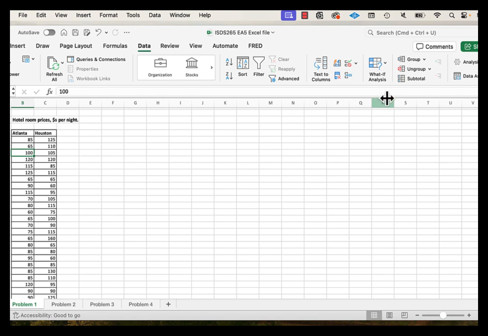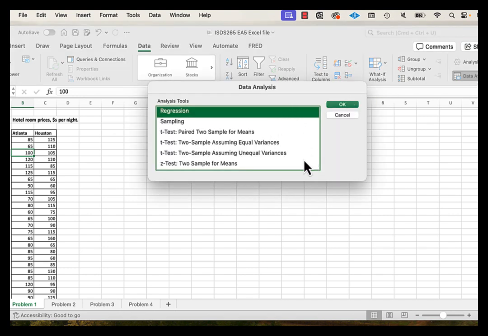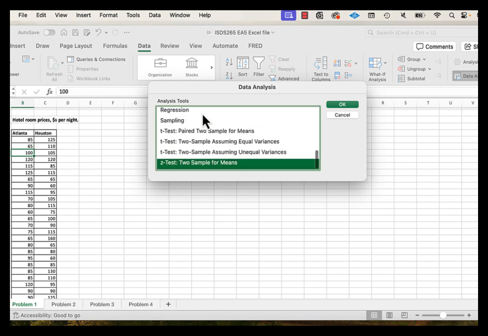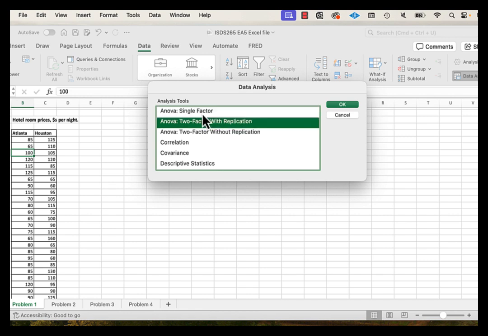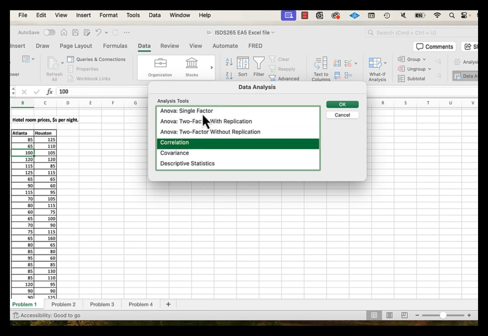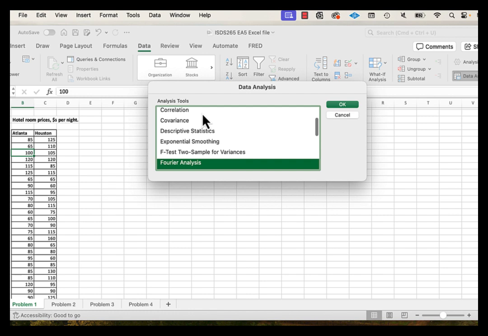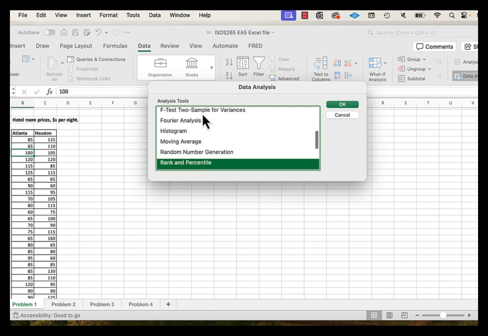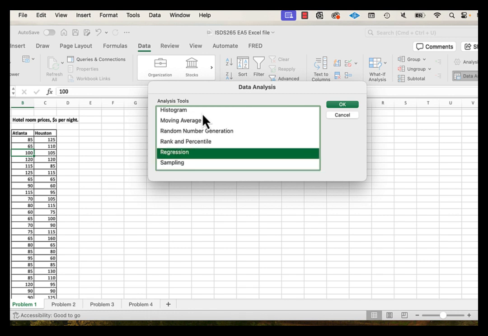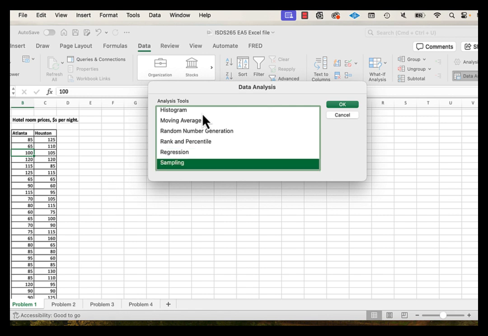So we go over here to Data Analysis, and it gives us a whole slew of different types of tests that you can run. I'm going to scroll up here. We've got ANOVA, which stands for Analysis of Variance, various types of ANOVA tests, descriptive statistics, F-tests for 2 samples for variance, random number generation, regression analysis. We're going to be doing that in the last module.